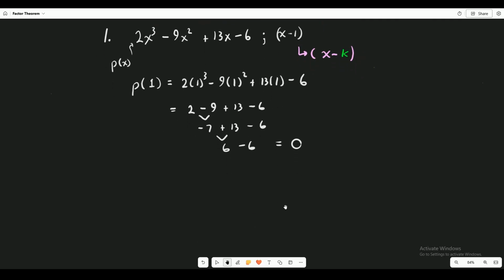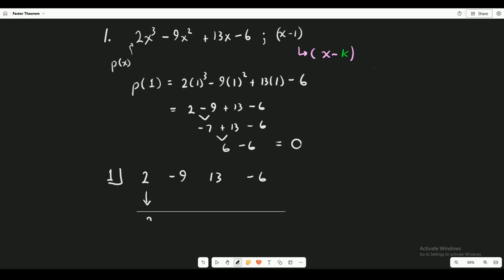So what we can do now is divide it to find out what it is when you divide it. All right, we're going to get a quadratic. So let's do some synthetic division. 1. And I'm going to grab my coefficients. It doesn't look like I'm missing any term. I have 3, 2, 1, 0. So we don't have to plug in any zeros. So my coefficients are 2, negative 9, 13, and negative 6.